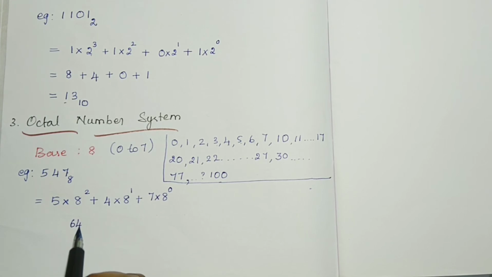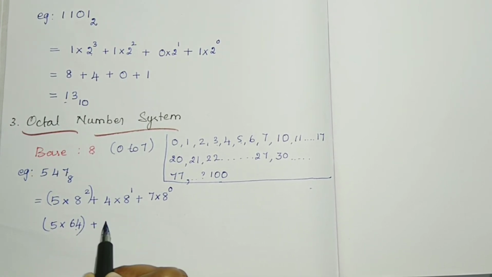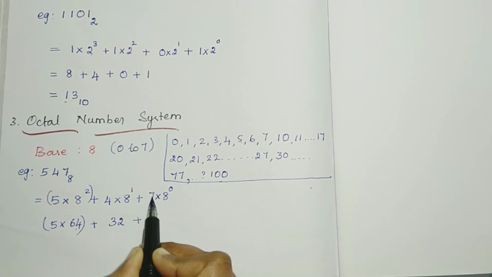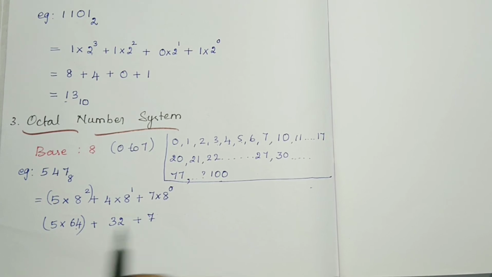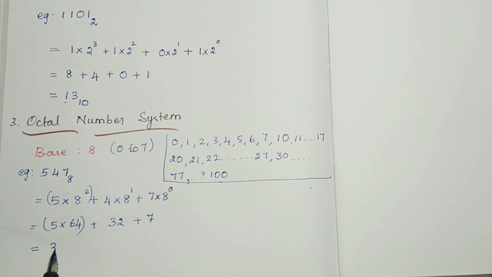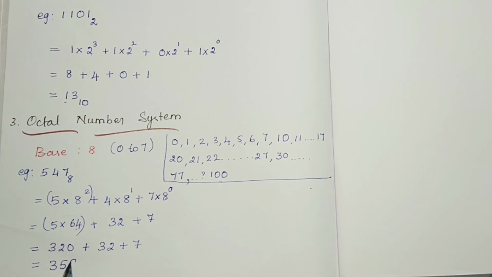So 8 8s are 64, that is 8 squared, and 5 into 64, plus 4 into 8 is 32. So you write the number directly, 32, plus 7 into 8 to the power 0. 8 to the power 0, the value is 1. So 7 into 1 is 7. Now what is 5 into 64? 5 into 64 is 320, plus 32, plus 7. Now add all the numbers, and the final result of this number is 359 base 10. This is a decimal number.